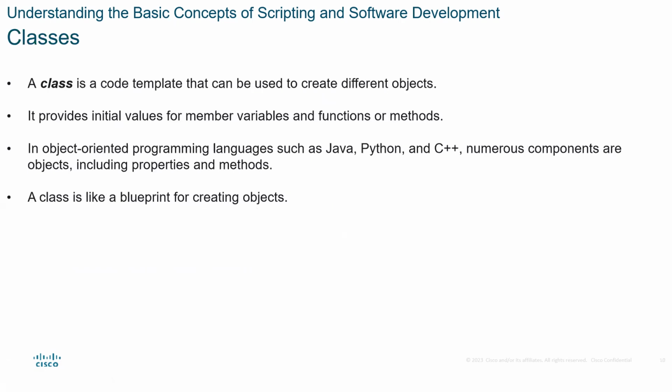Now, a class is a code template that can be used to create different objects. Most of the time you use this in Python, in Java, and in C++.